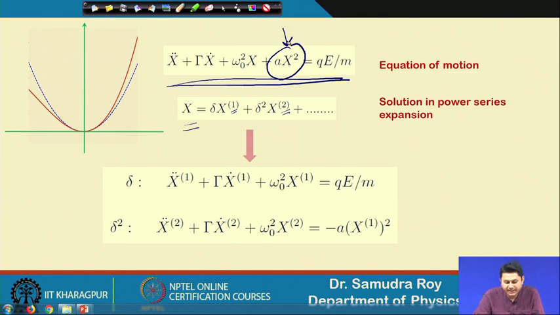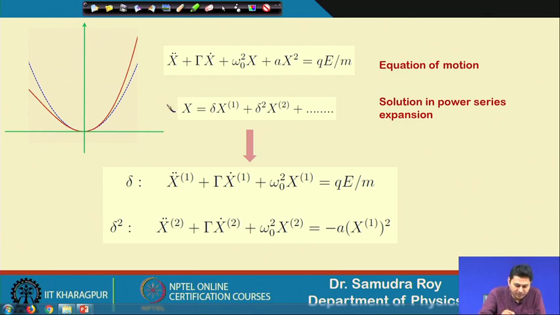So, we will find that when A is equal to 0, we will have only our fundamental equation, and when A is not equal to 0, we should have our next term. Now, if you put this solution here, this is my solution, I am going to put this here. Then there should be some delta dependent term and some delta square dependent term. So, forget about the higher order terms.